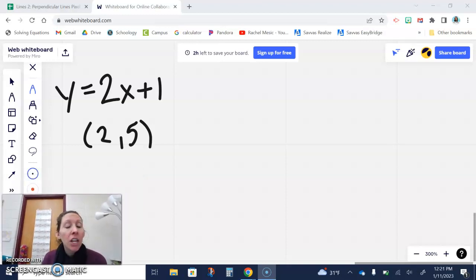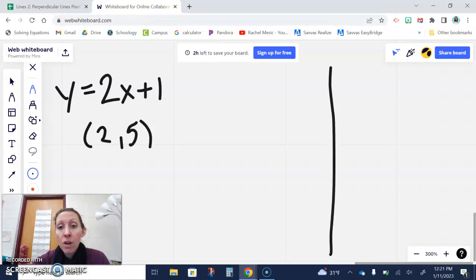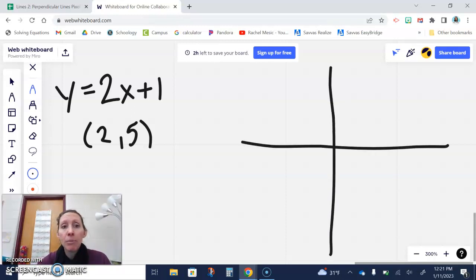Today we are going to write equations of perpendicular lines. So we have this equation here, and we want a line that is perpendicular to it that passes through this specific point. So I'm going to first graph this, and you don't have to graph today, but this is just to help you make sense of what is happening. So our y-intercept is at +1, and our slope is 2. So I'm going to go up 2 over 1.